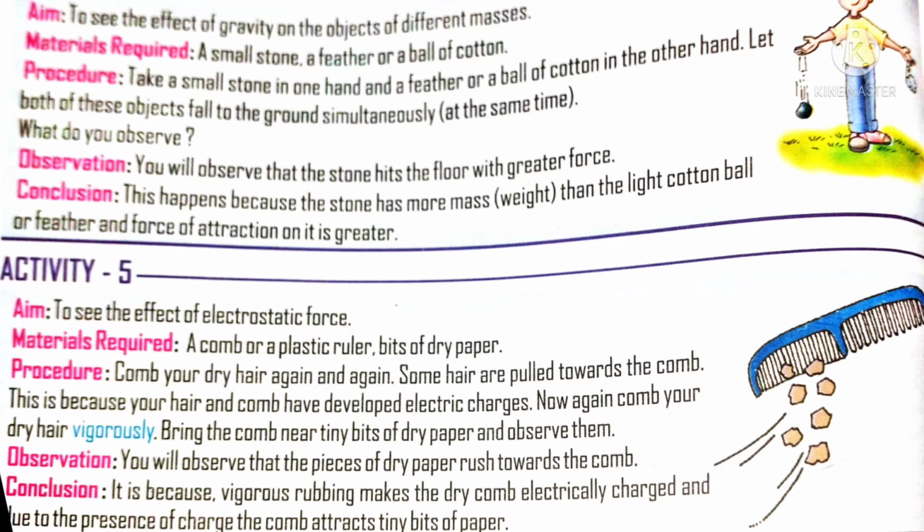Now after combing, you bring the comb near the bits of paper. What do you observe? The papers are being attracted by the comb. It's all because when you rub two objects together, they become electrically charged. Due to the formation of different charges, they attract each other. Such a force is called electrostatic force, which is a non-contact force.